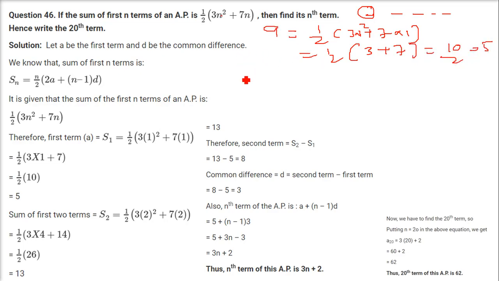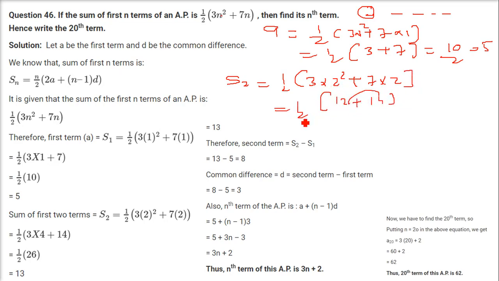Now the sum of first two terms, S2: you just put 2 here. Half of 3 into 2 square plus 7 into 2. You get half of 3 times 4, which is 12, plus 14. So you get 26, and 26 by 2 is 13. Now this is the sum of the first two terms, but the first term is 5. So what will be the second term? You have to subtract these two. A1 is 5, so A2 is 13 minus 5, that is 8.